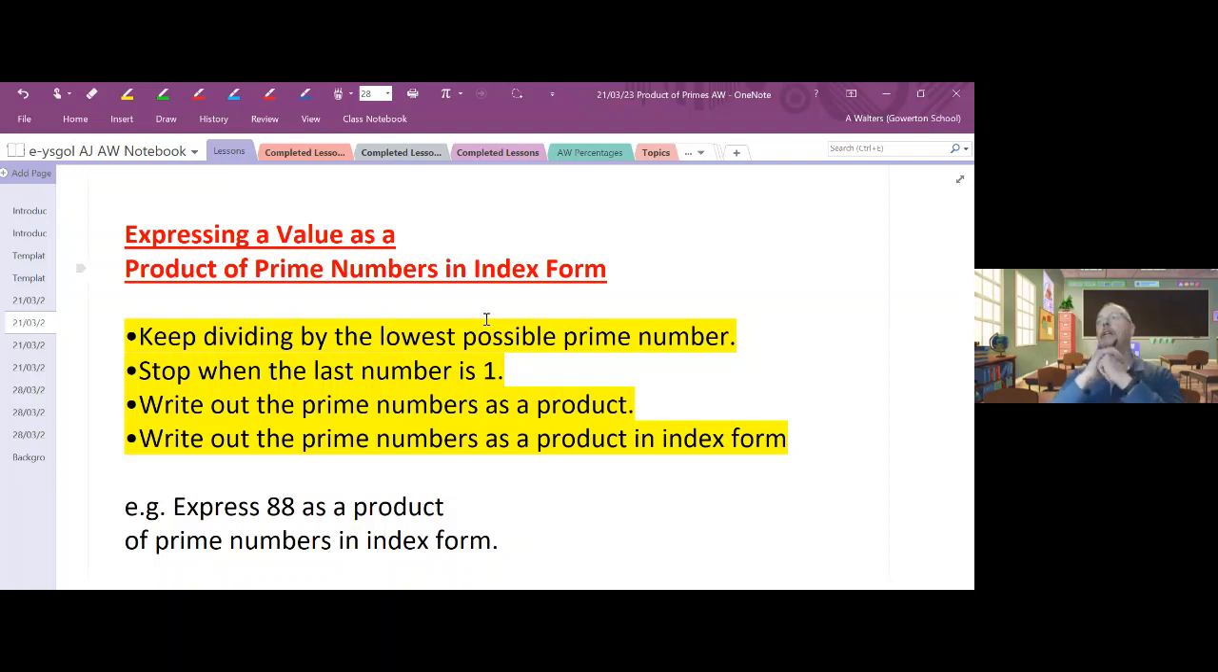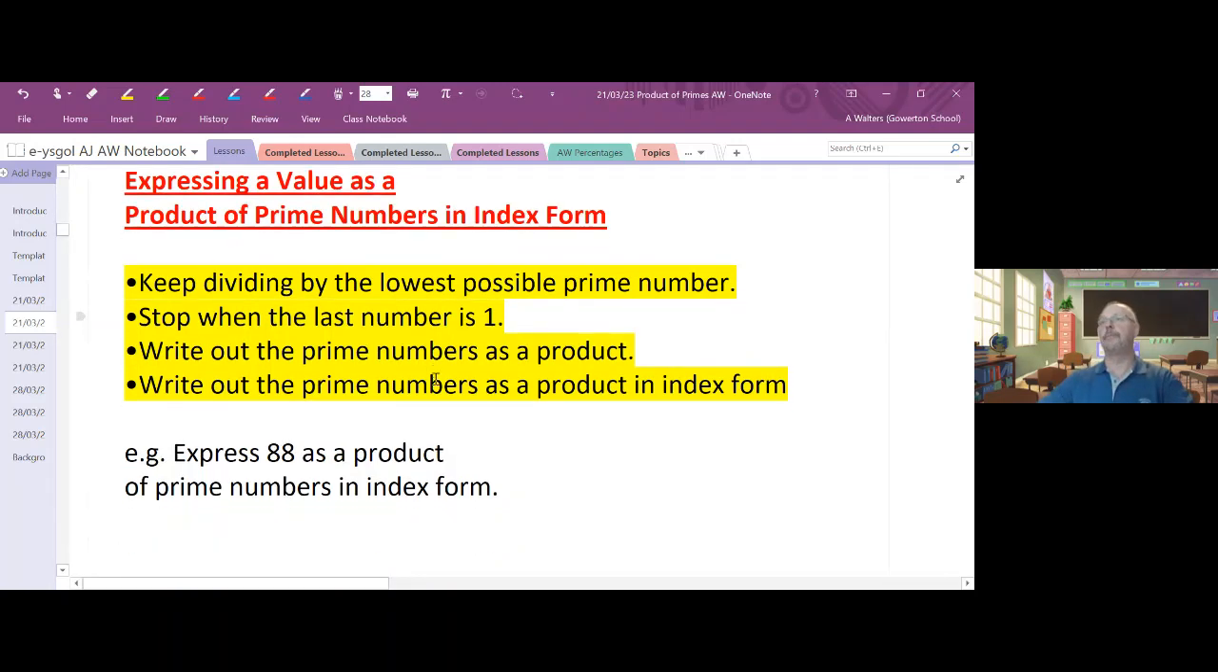So we keep dividing by the lowest possible prime number. We're going to stop when the last number becomes 1, and we're going to write the prime numbers out as a product or a multiplication sum, and then we're going to write them out as a product using indices. Okay, so I'll show you such an example here.